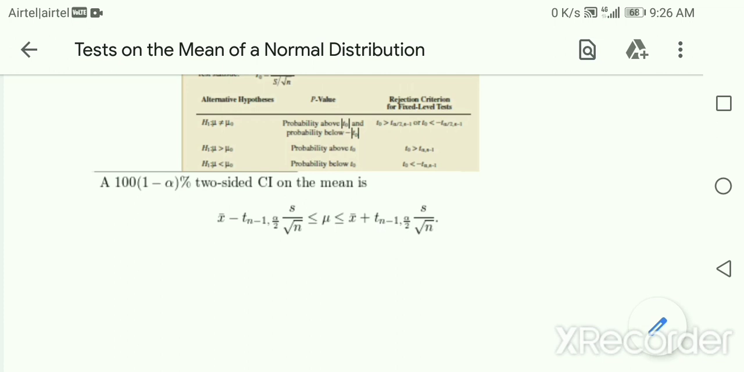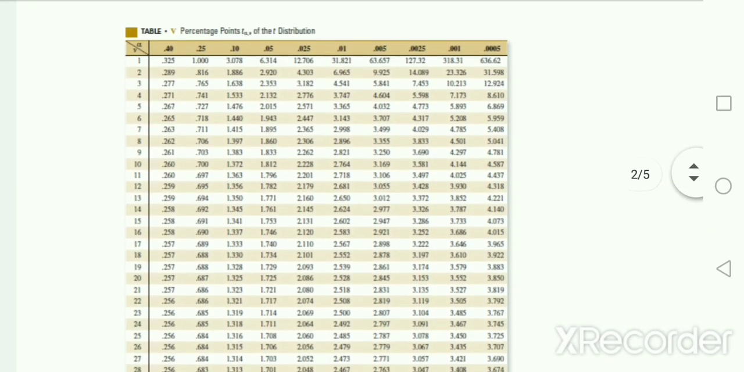For a one tail test, suppose mu greater than mu naught, here also we consider the confidence interval mu greater than or equal to x bar minus t n minus 1 comma alpha times s by root n. For mu less than mu naught, here we have mu less than or equal to x bar plus t n minus 1 comma alpha times s by root n. And this one is the t distribution table.